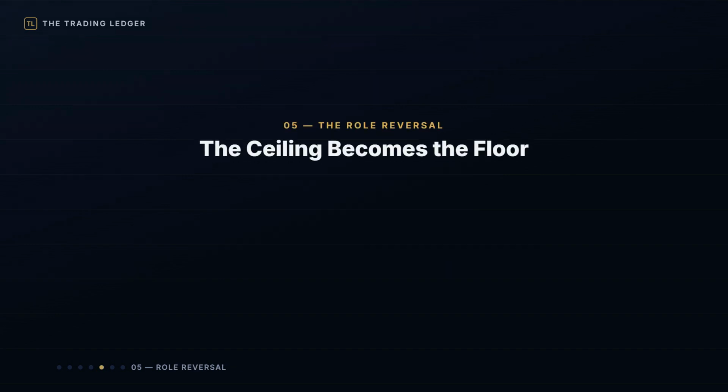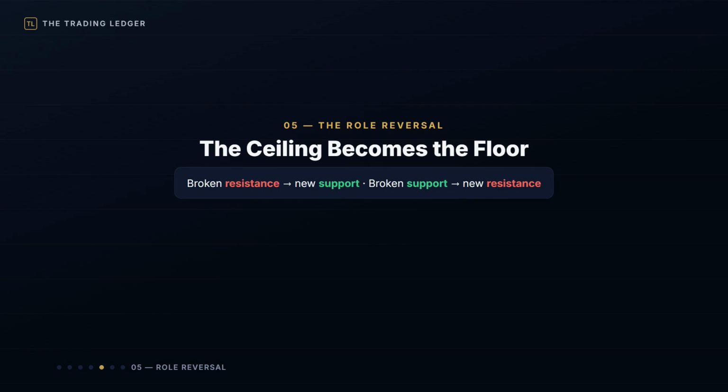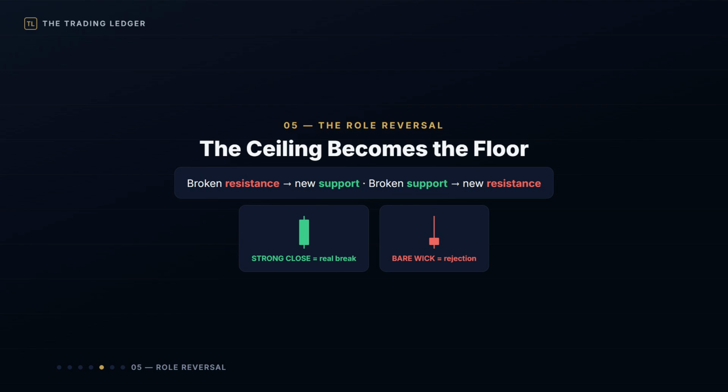Here's the concept that makes support and resistance genuinely powerful, not just descriptive. When a resistance level finally breaks, when price pushes through the ceiling with real conviction, that old resistance very often becomes the new support. The ceiling becomes the floor. And it works the other way too. Broken support often becomes new resistance. This is where your candlestick reading from the last video pays off. A strong, long-bodied candle that closes clearly beyond the level suggests real conviction, a genuine break. A candle that just barely wicks through the level and closes back inside is often a rejection, not a breakout, and the level is still holding.